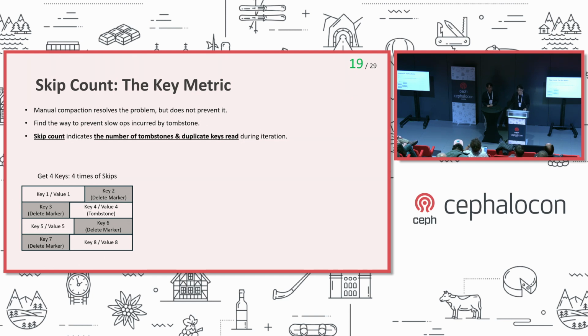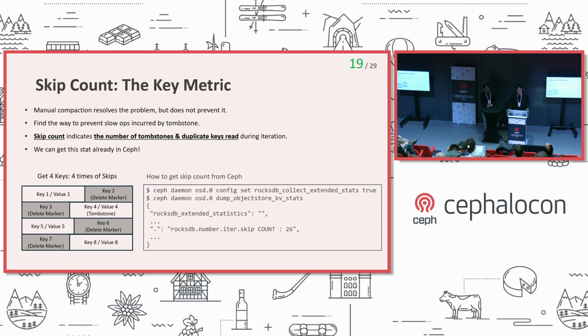While RocksDB employs optimizations like range delete, which means that skip count and tombstones won't always match exactly, this metric is still a helpful way to measure how much longer iteration takes. Fortunately, this metric is already available within Ceph. By setting rocksdb_collect_extended_stats to true in the OSD daemon and using the dump_objectstore_kv_stats command, we can retrieve the skip count.